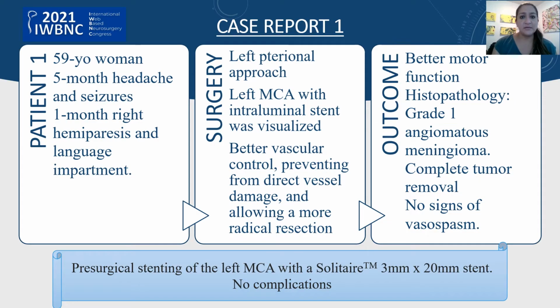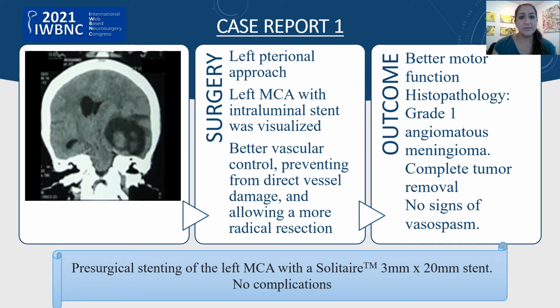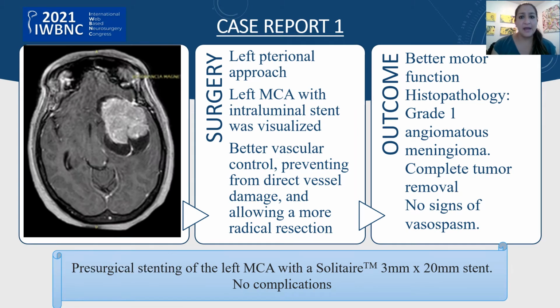A 59-year-old woman with a history of 5 months of headache and seizures and 1 month of right hemiparesis and language impairment. CT scan demonstrates a left hyperintense mass causing midline shift. A contrast MRI confirms a left sphenoid wing meningioma with MCA encasement. Due to the location, implantation, and relationship with vessels and eloquent areas, this lesion was considered highly complex.